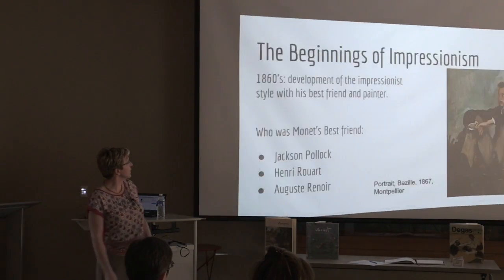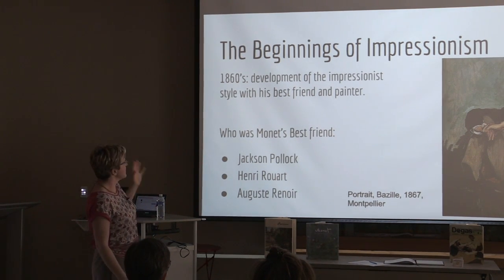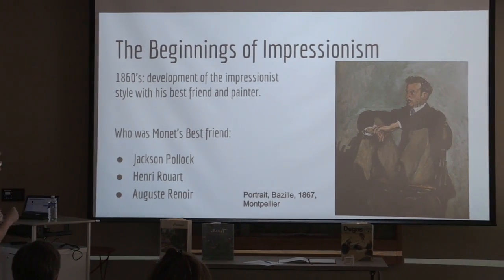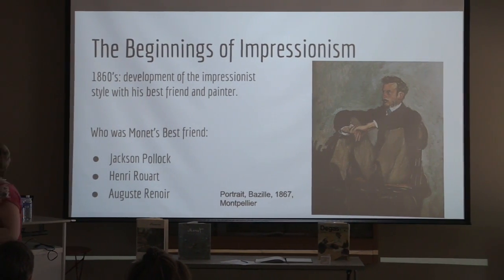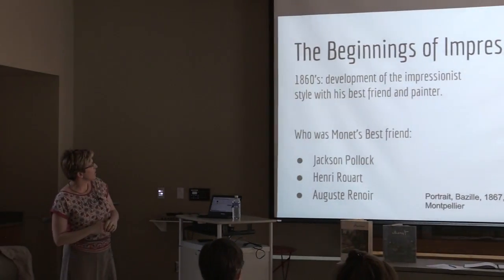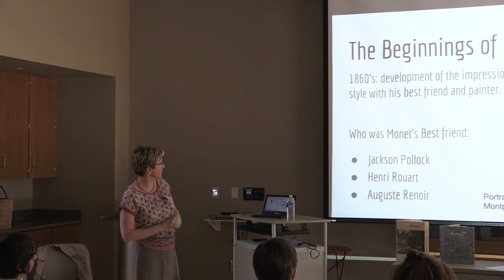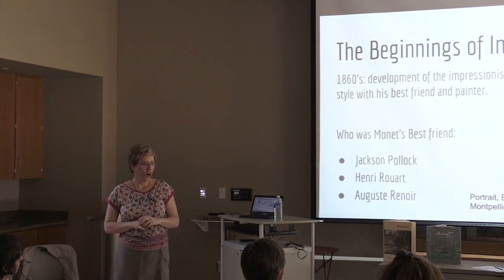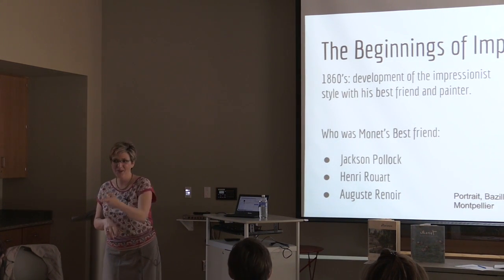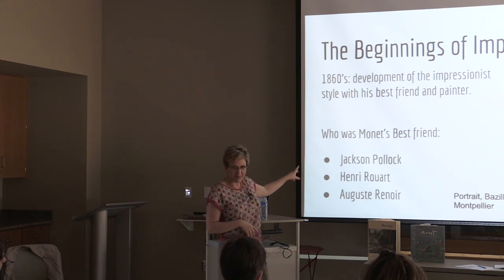Okay. Now, the beginnings of Impressionism. 1860s. Monet is 20 years old. He's a young man and he's ready to conquer the world. Development of the Impressionist style with his best friend and painter. Who was Monet's best friend? Jackson Pollock, Henri Renoir, Auguste Renoir. Renoir, bravo.